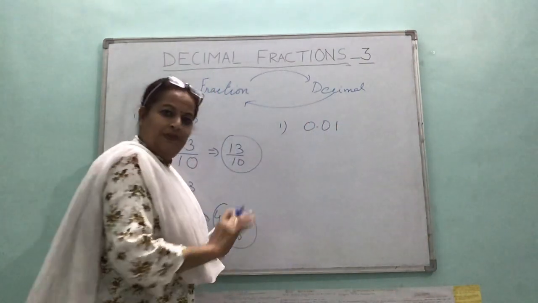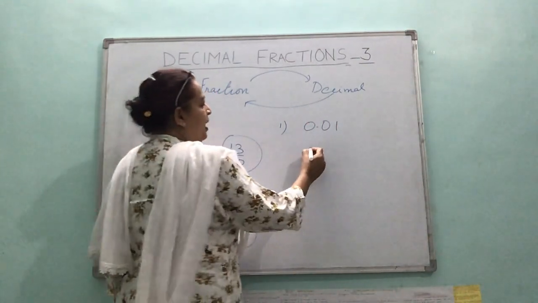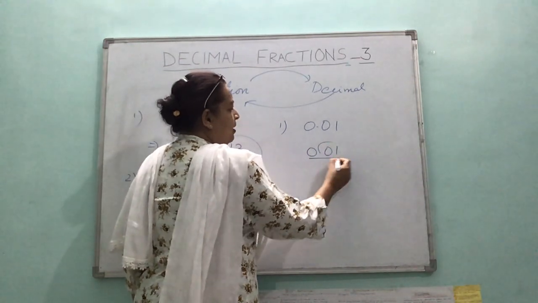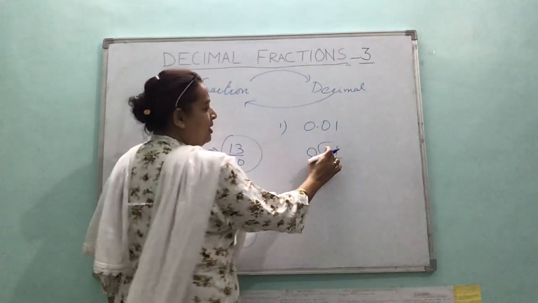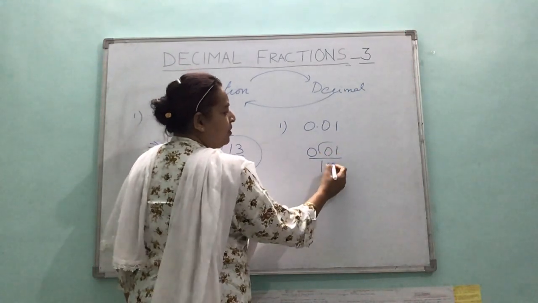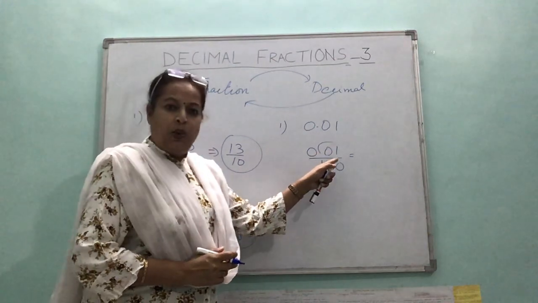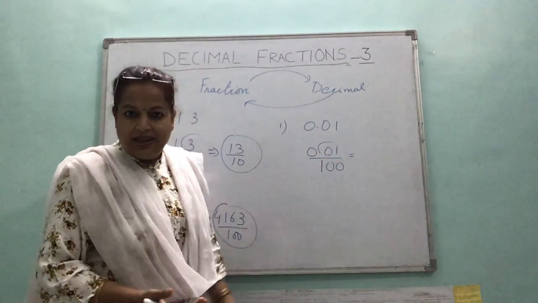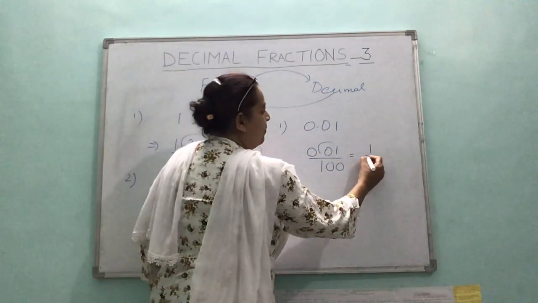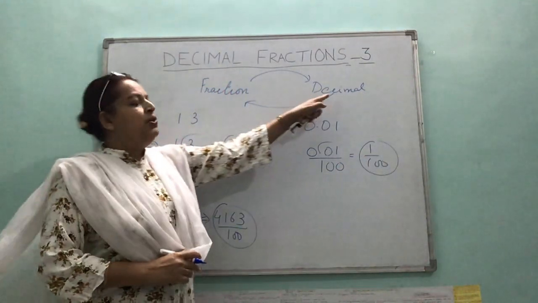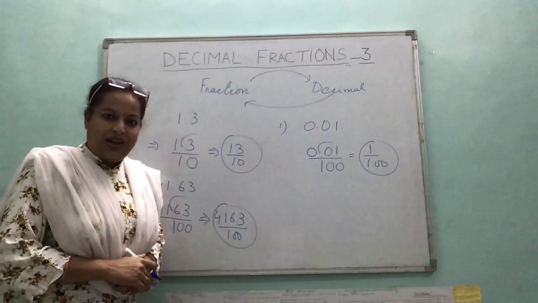0.01. Right? I am copying it, and for the decimal I put 1. How many zeros should follow after that? 2 zeros. Now if the decimal is removed, 001 is nothing but 1. So it is 1/100. Right, children? So you have understood how to convert decimal to fraction.